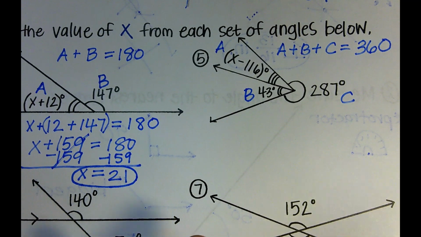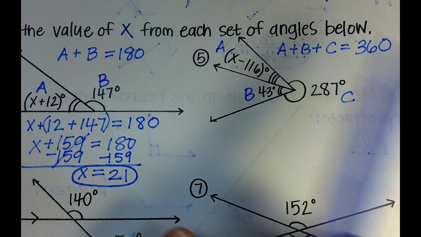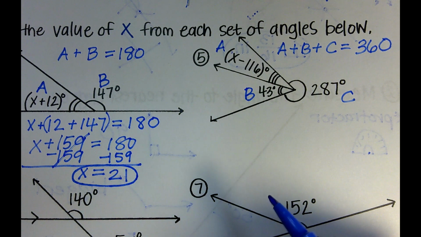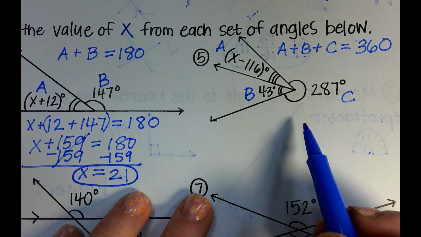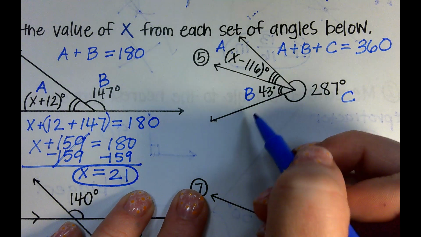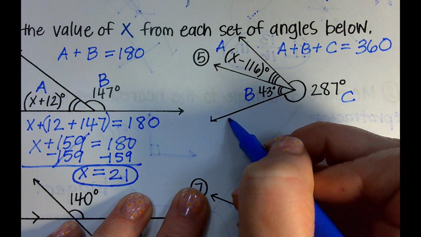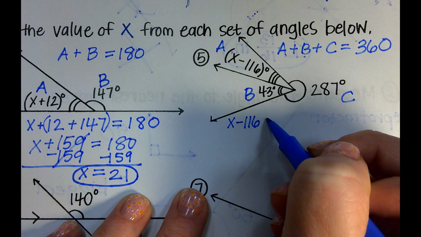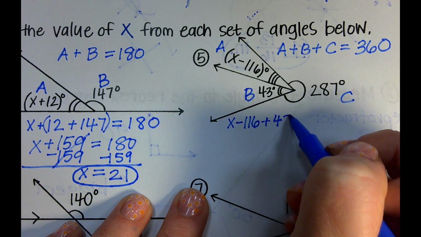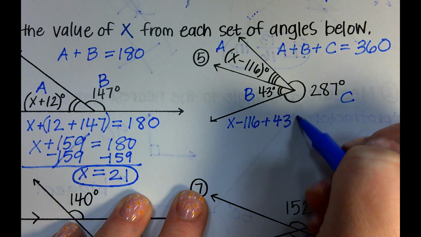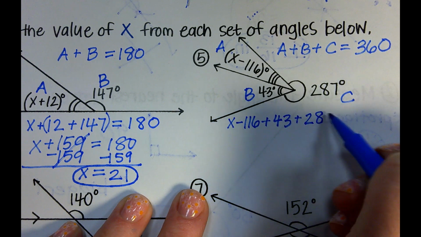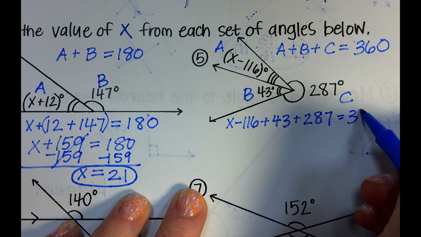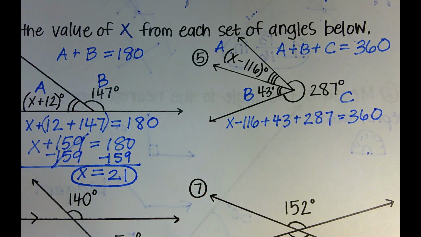Okay. So using this guide equation, what should I write for my equation? X minus 116 plus 43 plus 287 equals 360. Amazing.